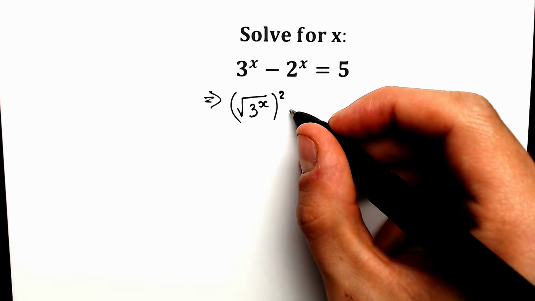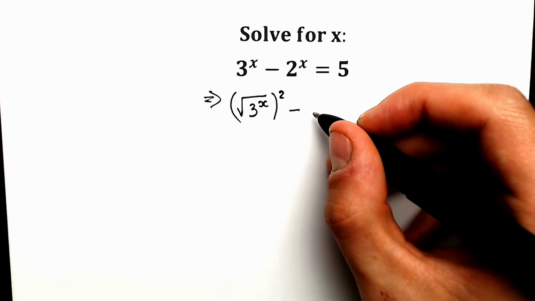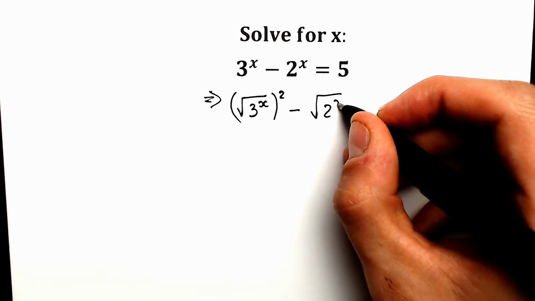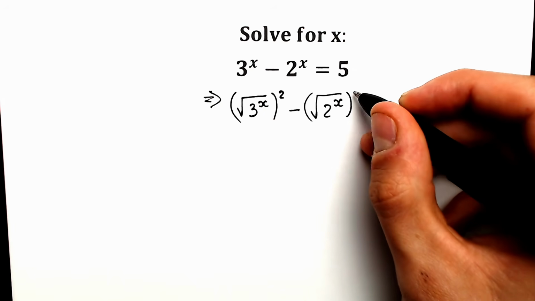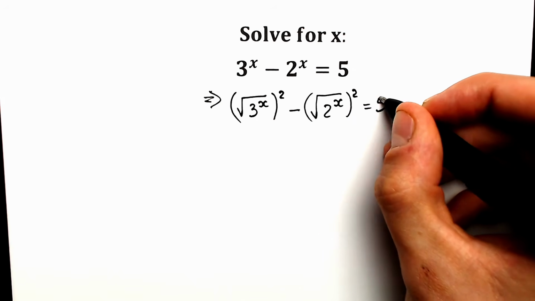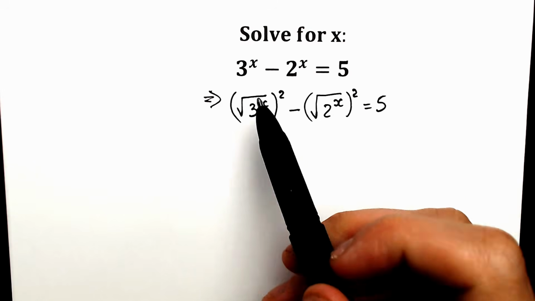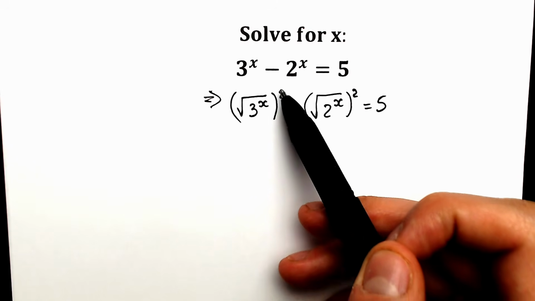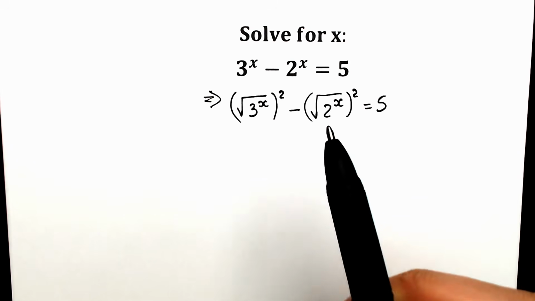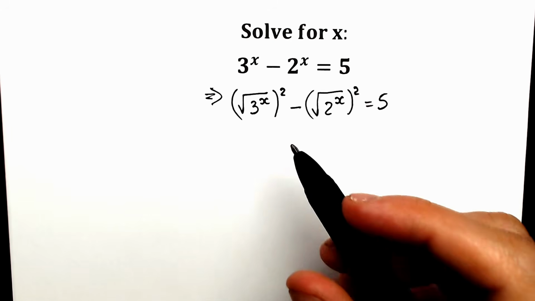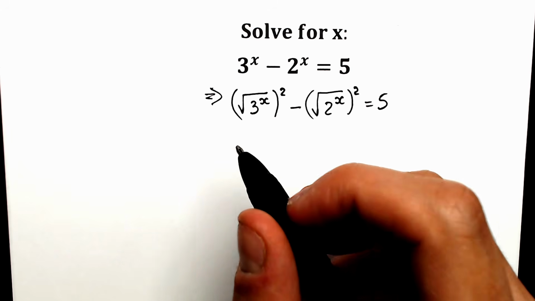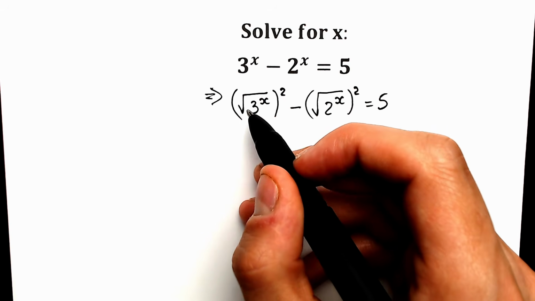Minus 2 to the power x. I'm going to do the same thing, square root of 2 to the x, and of course raise to the power 2, equal to 5. So basically it changed absolutely nothing because we can easily cancel this square root sign with the second power, and we have absolutely the same expression as in the beginning. But right now I want to do a really interesting move. I want to rewrite that in terms of fractions.